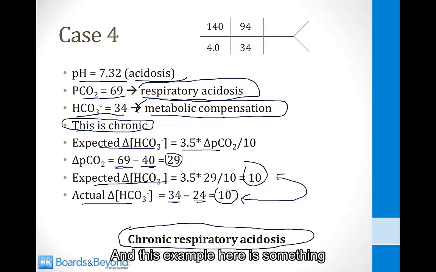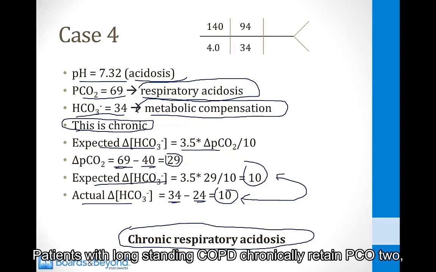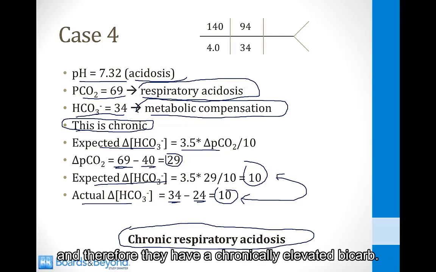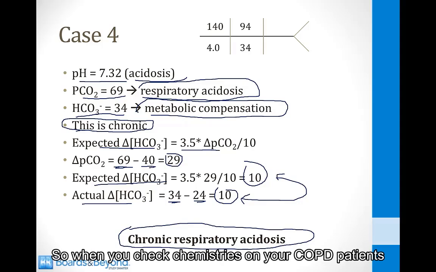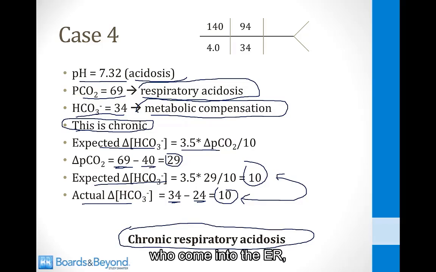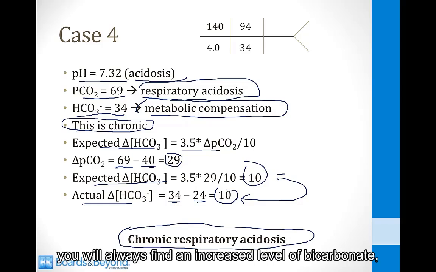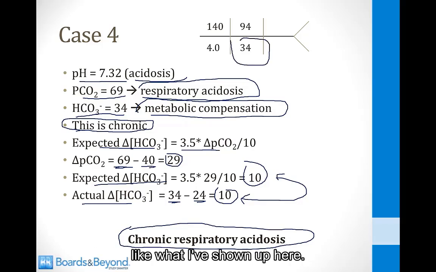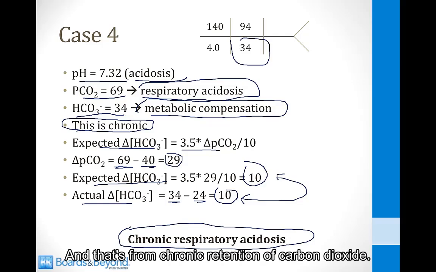And this example here is something that you will see again and again in your clinical rotations. Patients with long-standing COPD chronically retain PCO2, and therefore they have a chronically elevated bicarb. So when you check chemistries on your COPD patients who come into the ER, you will always find an increased level of bicarbonate like what I've shown up here, and that's from chronic retention of carbon dioxide.